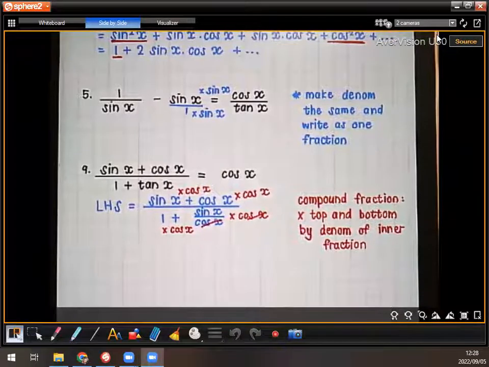And then number 12 is another fraction, guys, with a tan. So again, like I said, change tan and sine over cos. It's two separate fractions, make the denominators the same. Okay? Kind of like number 5. Just a bit more difficult, the next one, number 12.